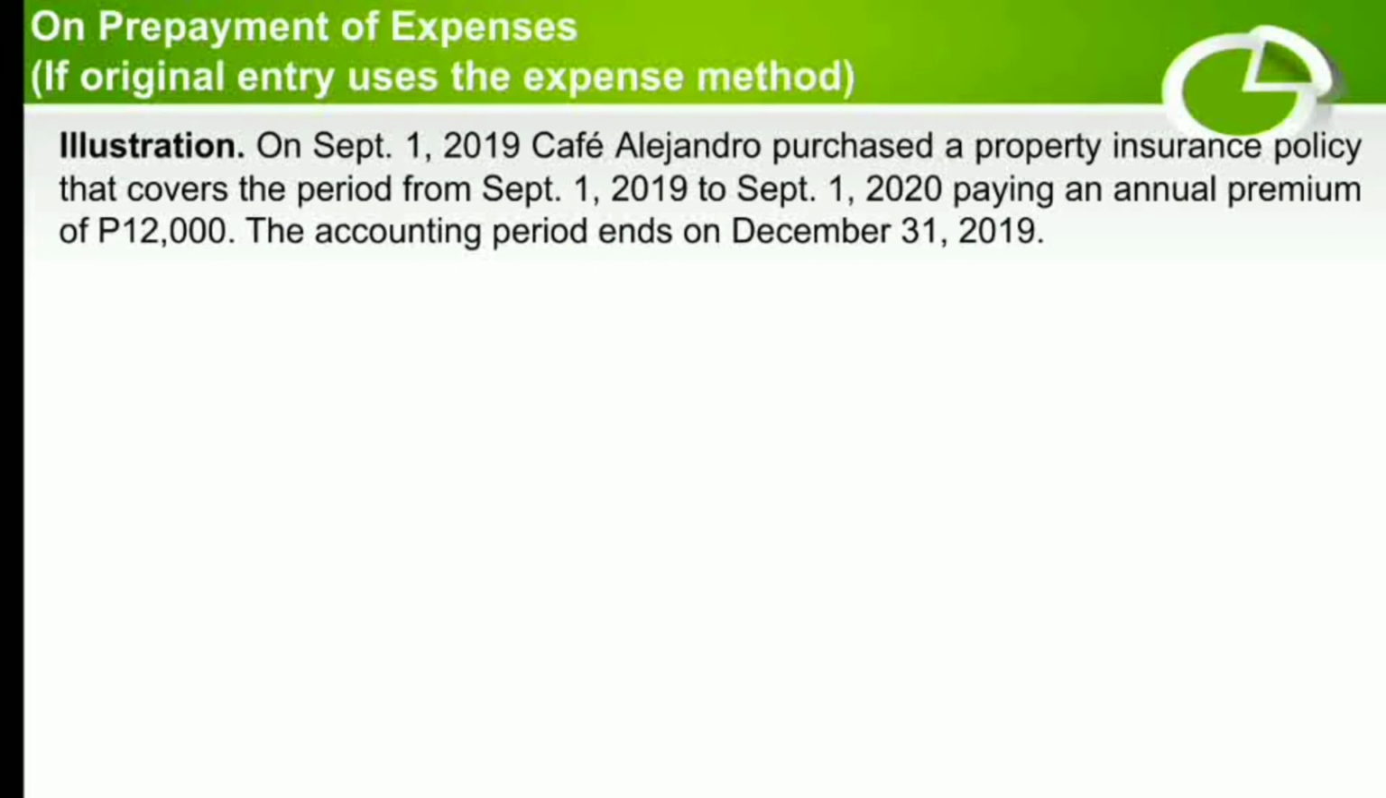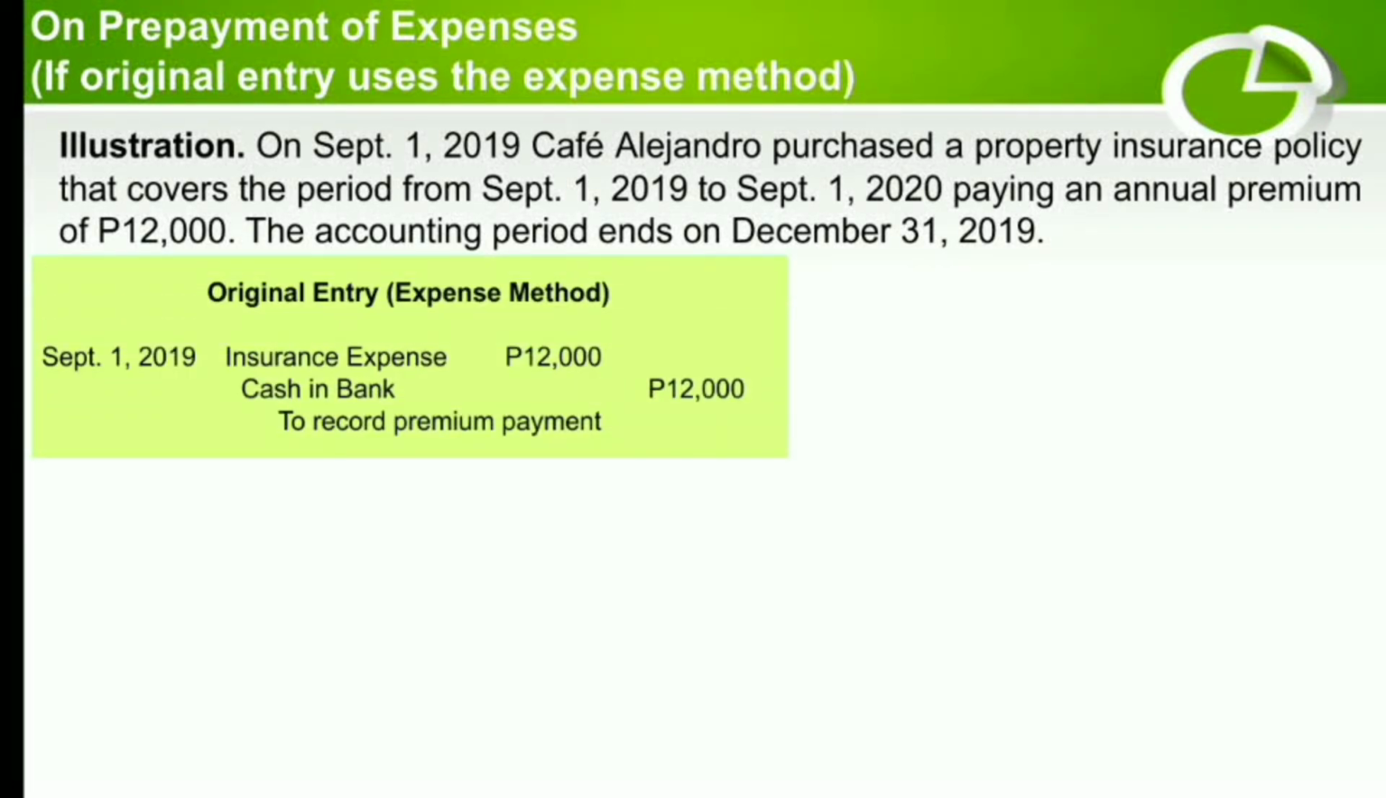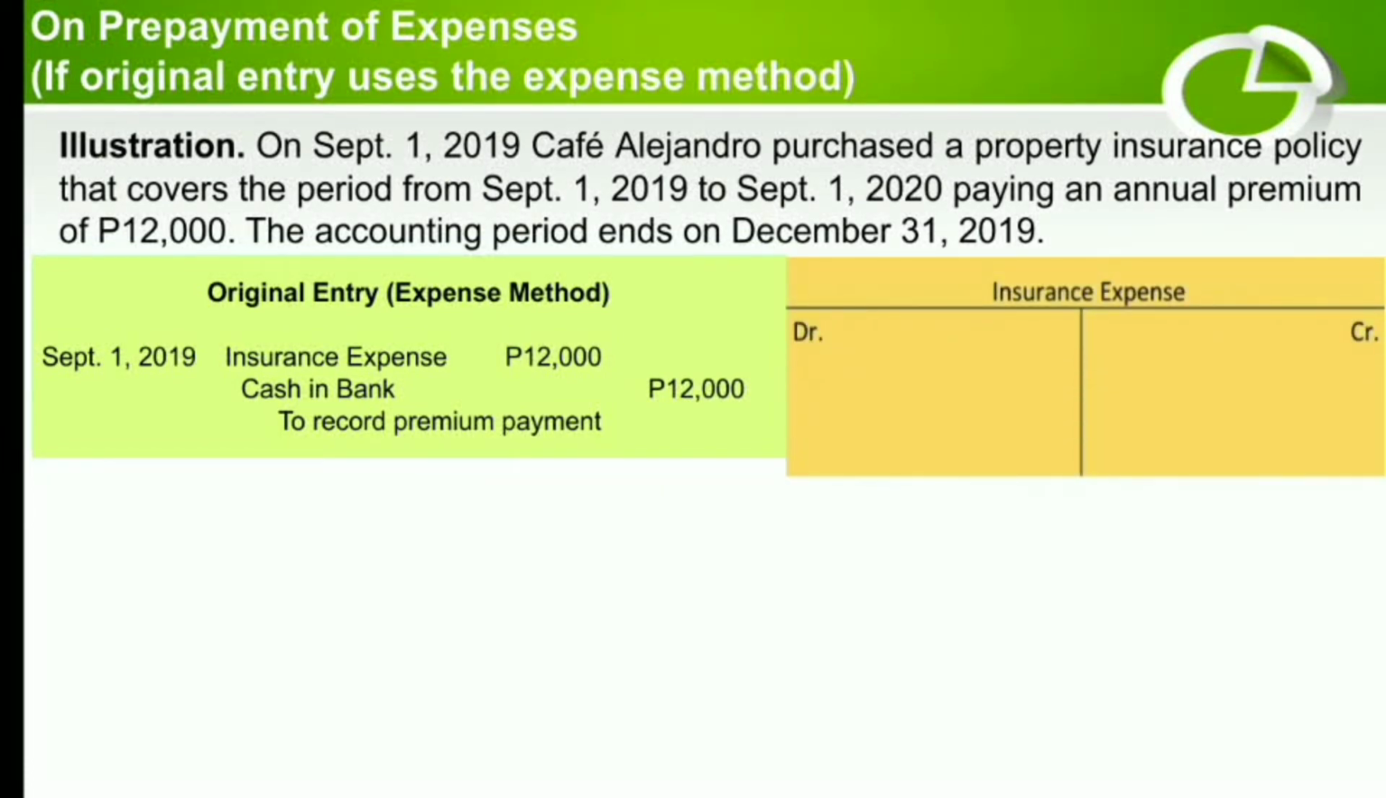The journal entry on September 1, 2019 upon the payment of the insurance premium under the expense method is insurance expense debit 12,000 pesos and then credit to cash in bank 12,000 pesos. And we have here the T account of insurance expense, and in the debit side, we're going to post the debit entry of insurance expense of 12,000 pesos. So at the end of the accounting period of Cafe Alejandro, which is on December 31, 2019, we need to prepare an adjusting entry in order to correct the insurance expense balance.